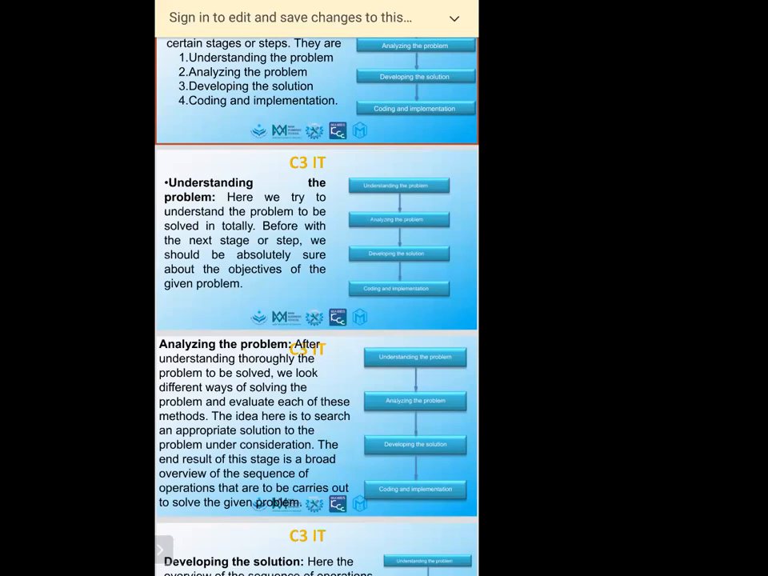Analyzing the problem is, after understanding, to solve the problem, what are the things we need? What are the inputs we need? What are the steps we have to follow? This is the first step, this is the second step, this is the third step, this is the fourth step. For example, you are asking one person, how do I go to the particular island? How do I go to Malay?